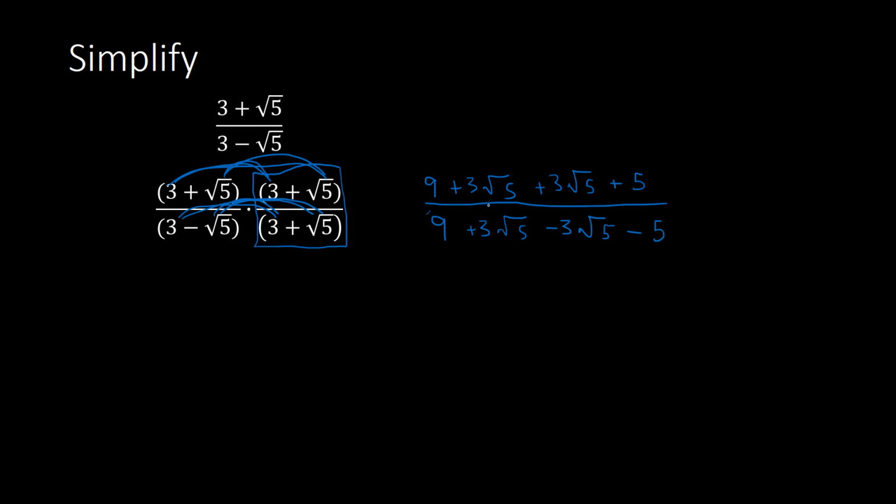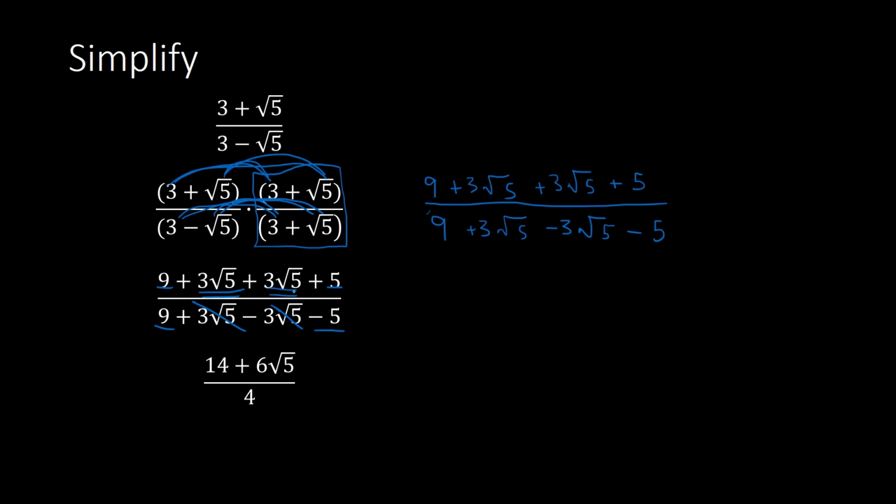So notice, now we have this, and 3 square root of 5 minus 3 square root of 5 will cancel. And 9 minus 5 would give you 4. 9 plus 5 up here gives you 14. You can combine these as well to get 6 square root of 5. So what I have for the numerator is 14 plus 6 square root of 5 over the 9 minus 5, which is 4. Notice the radical is gone in the denominator, which is what I wanted.